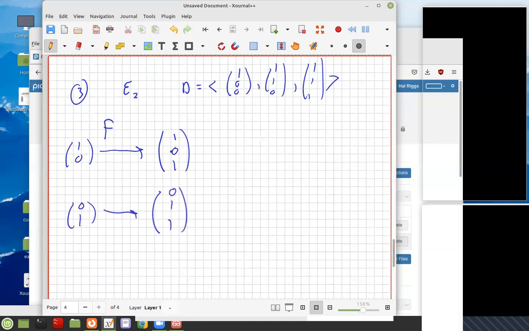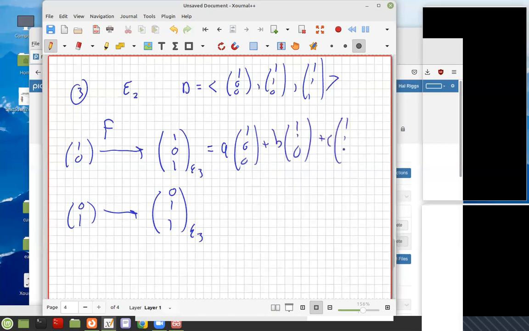That gives us the same vectors here, but these are not the columns of the matrix. Because these are in the standard E3, we have to transform them to the D basis. And that means we have to find A times 1, 0, 0, plus B times 1, 1, 0, plus C times 1, 1, 1. We have to do that for both of these, but let's start with this first one here, and then we'll continue with this one.